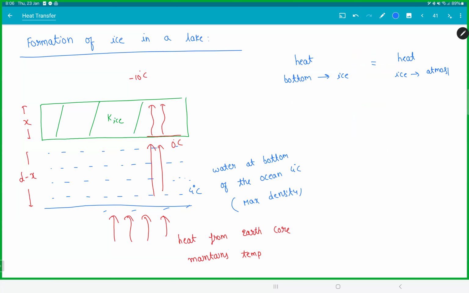In reality, this is what happens. But the previous question will assume there is nothing like this. Everything is 0 degrees. So this will be K water, area, temperature difference will be 0 minus 4, by length d minus x. This will be K ice, area, temperature difference 10, by x. If you solve this, you'll get x. This is constant. So the ice's thickness won't keep on increasing forever.